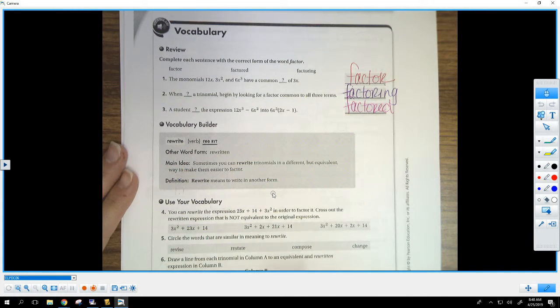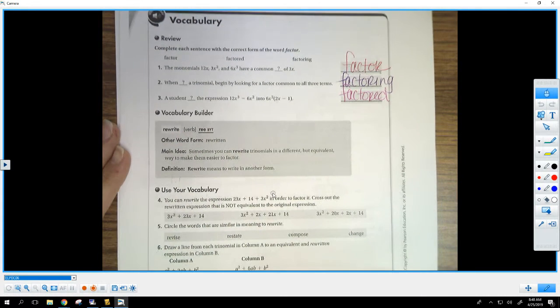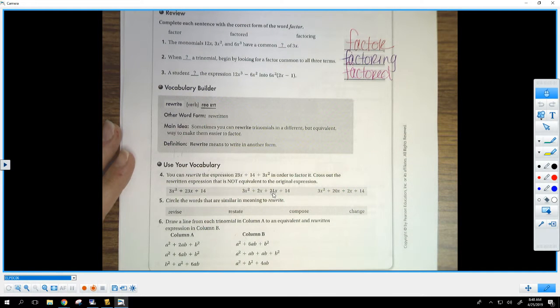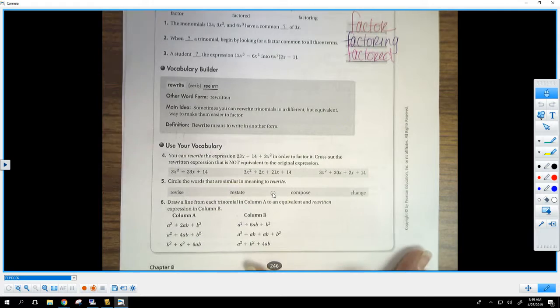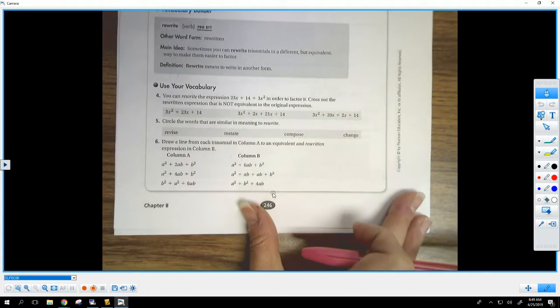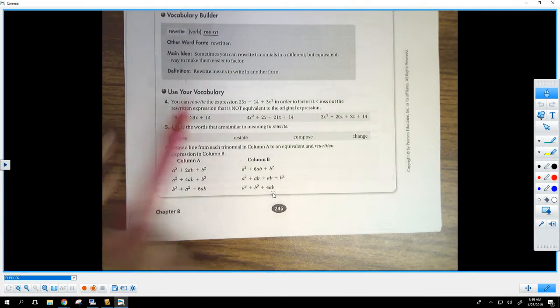All right. Vocab is rewrite. When you rewrite something, it just means to write it in another form, to change it up a little bit, right? So in English, when you rewrite something, you fix it, you make some corrections. So let's use this vocabulary.